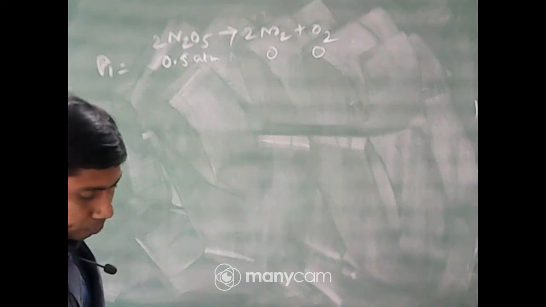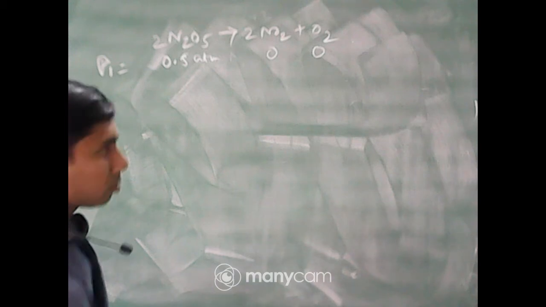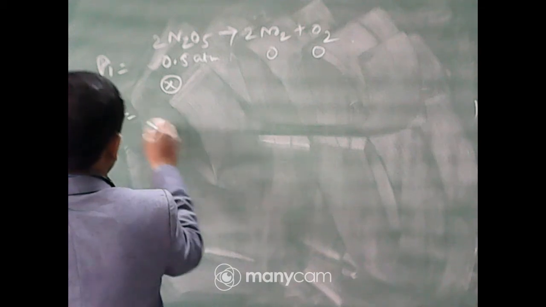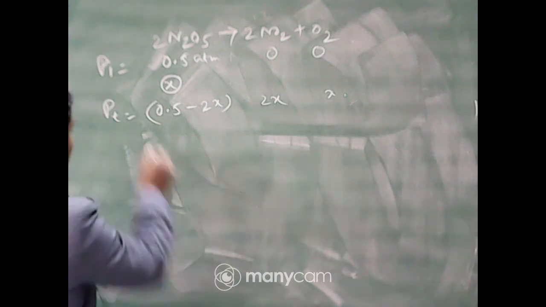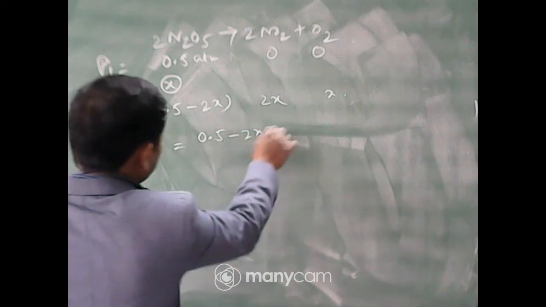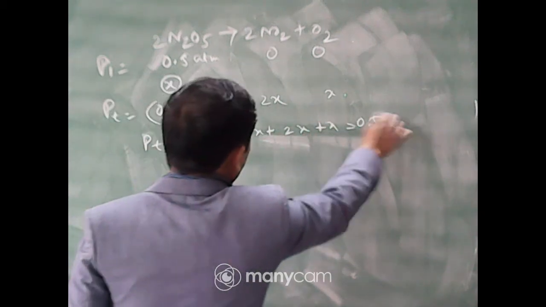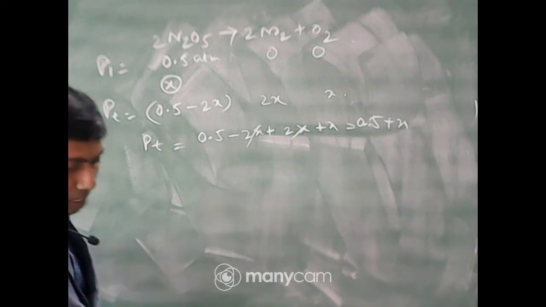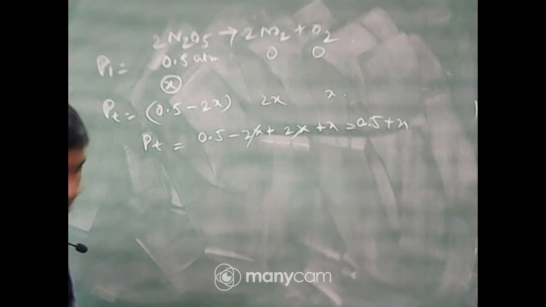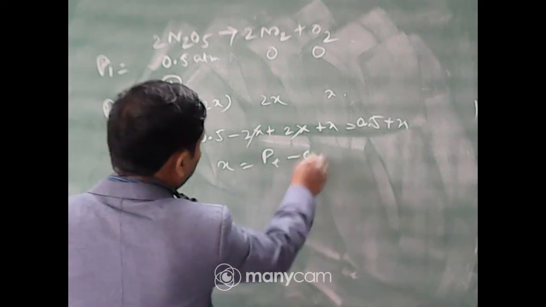Let us assume that x is the part which is dissociated. So at T equals 100, N2O5 is 0.5 minus 2x, NO2 is 2x, and O2 is x. So Pt equals 0.5 minus 2x plus 2x plus x, which equals 0.5 plus x, because the terms cancel out. This is the total pressure at time 100 s, so x equals Pt minus 0.5 atmosphere.